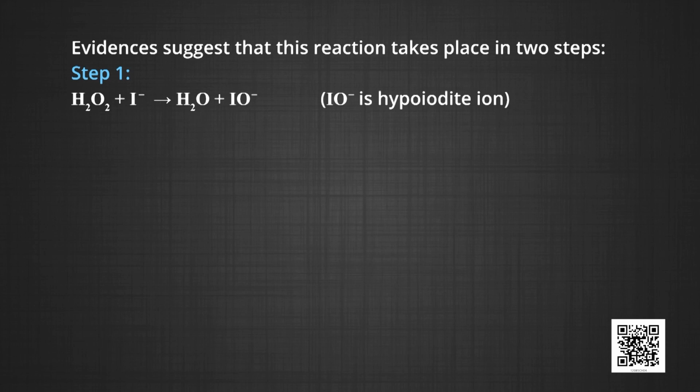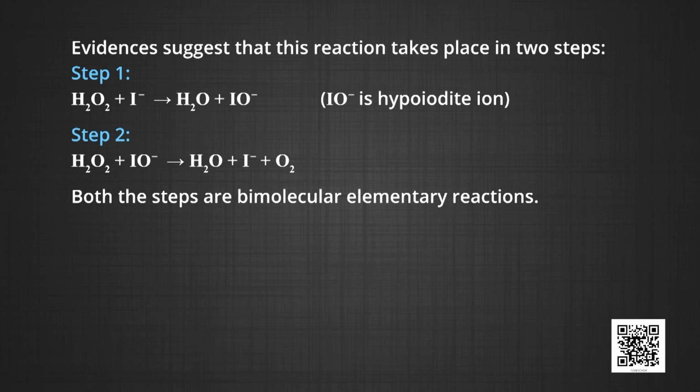Evidence suggests that this reaction takes place in two steps. In the first step, 1 mole of H2O2 reacts with iodide ions to give 1 mole of H2O plus 1 mole of IO minus, where IO minus is a hypoiodite ion. In step 2, hydrogen peroxide now reacts with the IO minus hypoiodite ion to give 1 mole of H2O plus 1 mole of iodide ion plus oxygen. Both the steps are bimolecular elementary reactions.